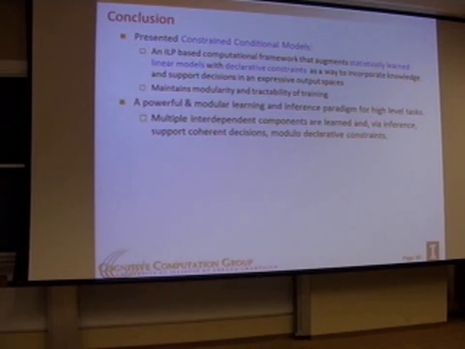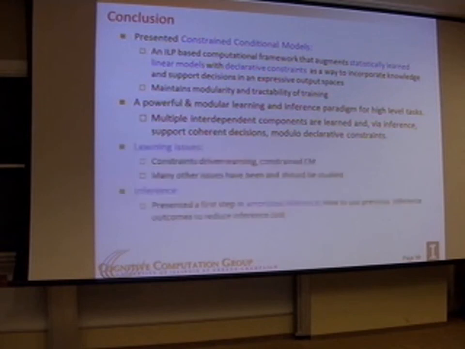Where the philosophy is that you learn multiple interdependent components and via inference put this together to make coherent decisions. So I talked a little bit about learning issues. There's a lot more done and things that can be done on learning here. I talked about amortized inference. Again, there's a lot more that can be said about inference. I think that this is a very interesting direction, and I'm interested actually in people's perspective on this.